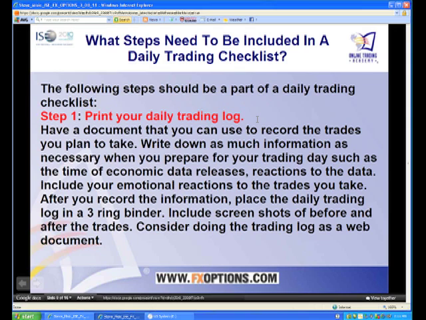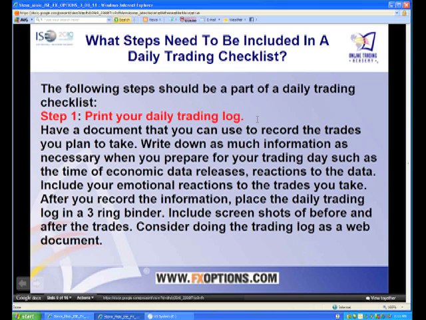You also want to include your emotional reactions to the trades that you take, because you want to have a record of how you felt when you took the trade. Were you comfortable? Were you nervous? What did you do right? What did you do wrong? And then again, record as much of that information as possible.